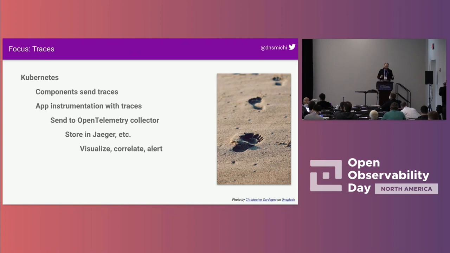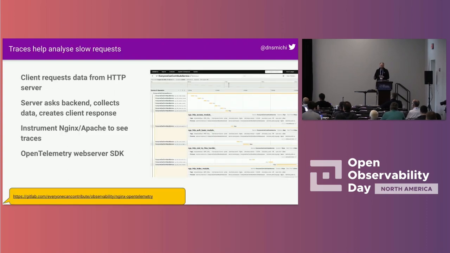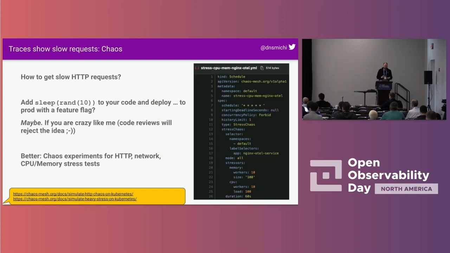Focusing on traces, like in Kubernetes, the components are sending traces, and also the applications themselves. So this is a great way to look at a different observability data type. One thing I recently did was try out the OpenTelemetry web server SDK to instrument Nginx and Apache, to see when a client sends an HTTP request, the server asks the backend, does something, and sends the client a response. And it got me thinking, can we maybe add a chaos experiment to that?